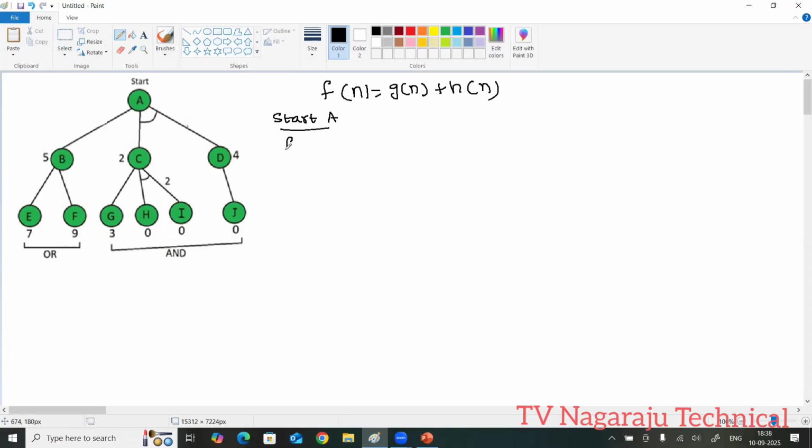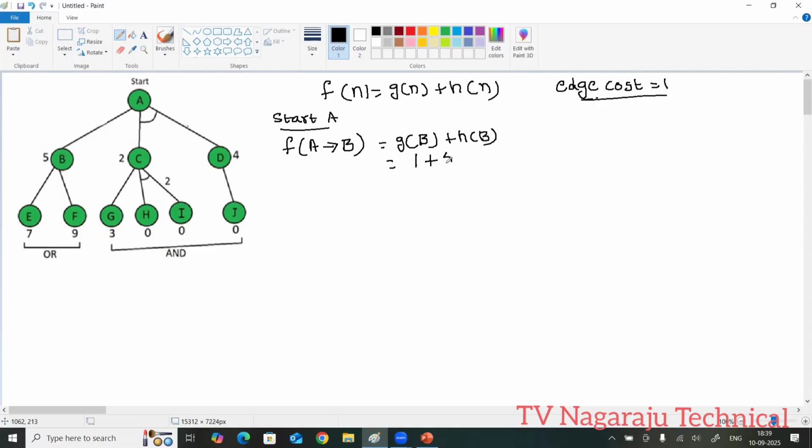Now, A to B. One path is A to B. So, I am calculating from A to B. So, what are the values? G of B plus H of B. So, G of B value. Here my assumption is initially assume all edge cost is equal to 1. So, G of B value is equal to 1. Here outside the number represents the heuristic value.